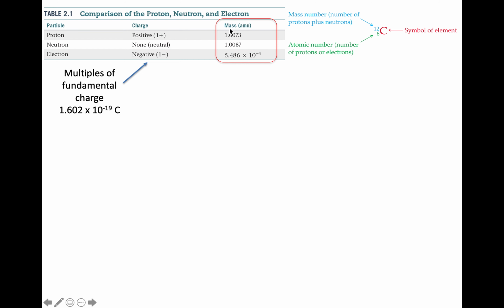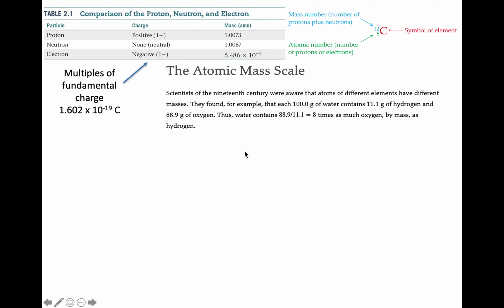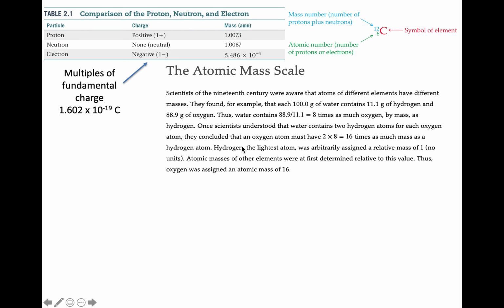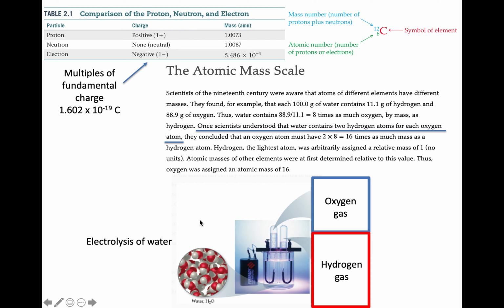Within the same table, notice the mass units are in AMU. Early chemists were able to determine the relative amounts of substances that reacted with each other. That's how they came up with relative mass values and found that hydrogen was the lightest atom. If we think back within chapter 1, we have some insight to the kind of experiments they might be doing.